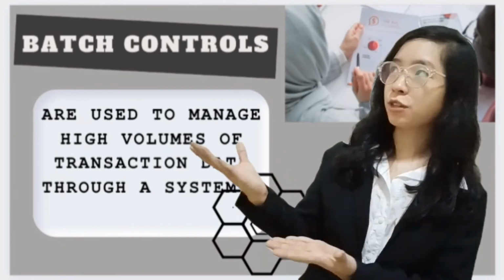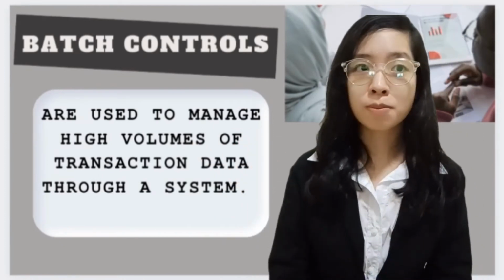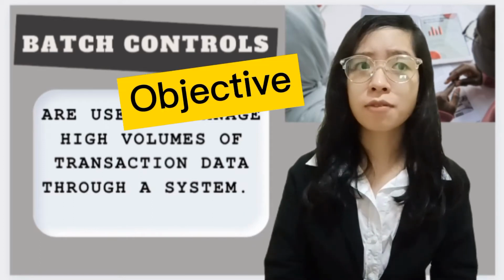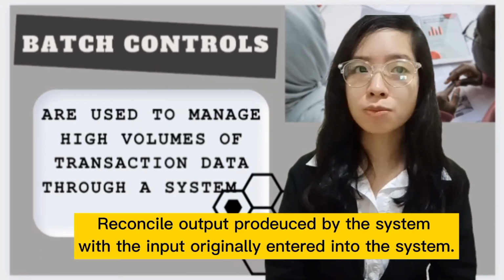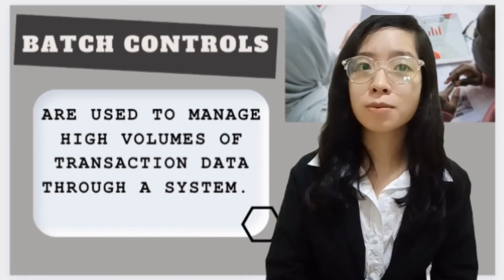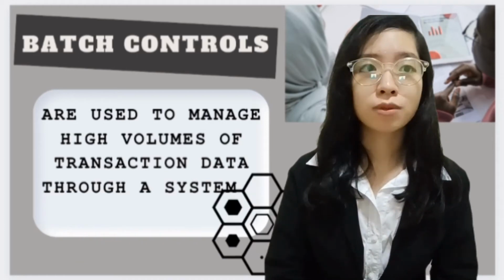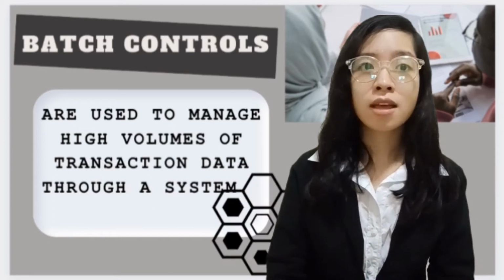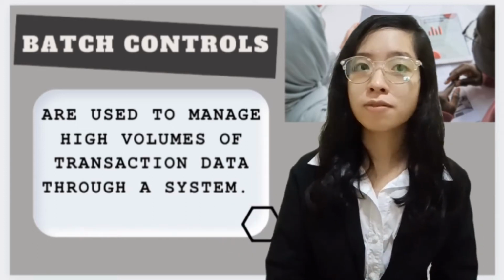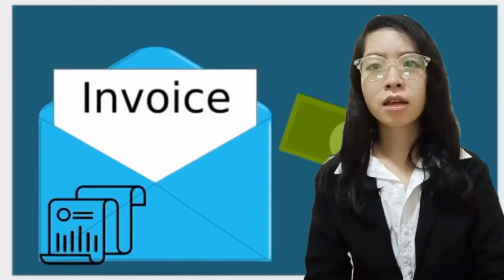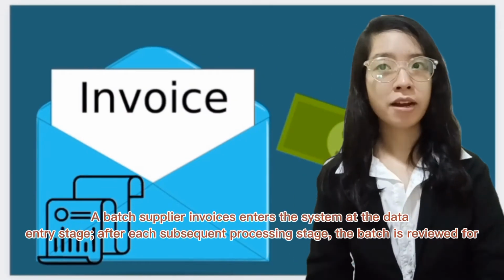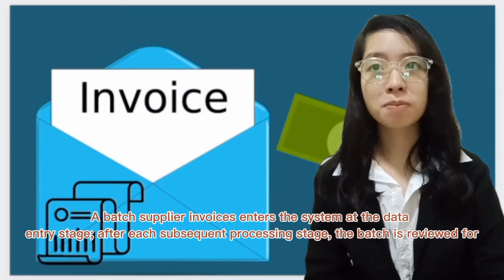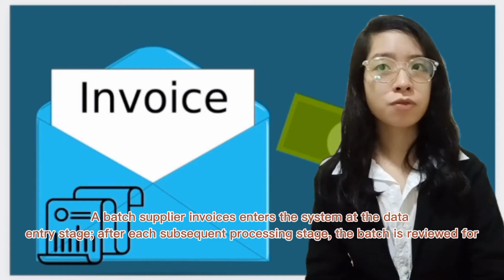Next is batch controls. Batch controls are used to manage high volumes of transaction data through a system. The objective of batch control is to reconcile output produced by the system with the input originally entered into the system. Batch control is initiated at the data input stage and continues through all phases of data processing. For example, a batch of supplier invoices enters the system at the input stage. After each subsequent processing stage, the batch is reviewed for completeness.